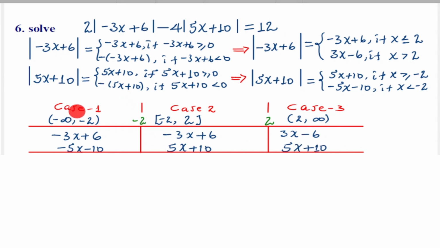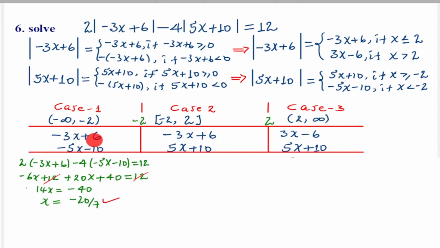So for case 1, 2 times absolute value of minus 3x plus 6 is minus 3x plus 6. Here we insert 2 times minus 3x plus 6 minus 4 times absolute value of 5x plus 10, which for case 1 is minus 5x minus 10, is equal to 12. When we multiply by 2, we get 2 times minus 3x, minus 6x, 2 times 6, 12, plus minus 4 times minus 5, 20x, plus minus 4 times minus 10, 40, is equal to 12. This 12 will be cancelled out.